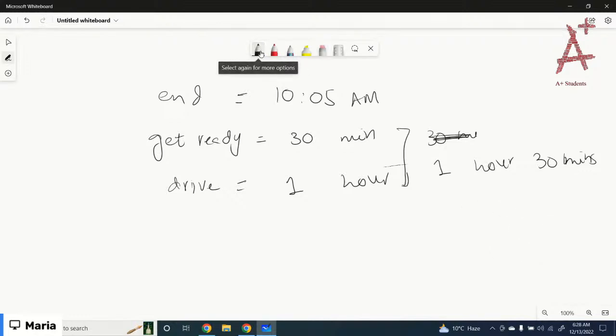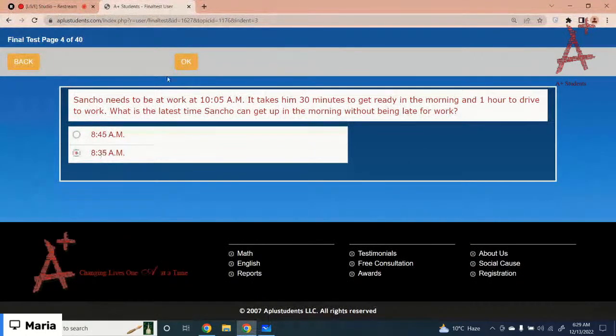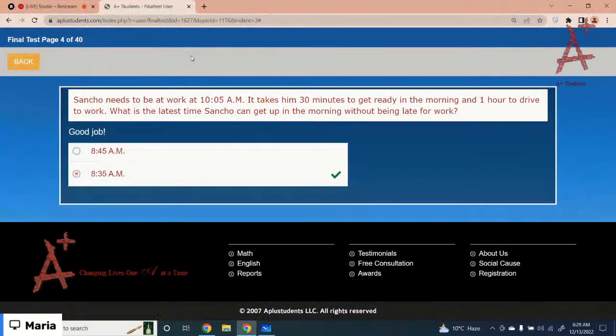Okay, so 30 minutes to get ready and 1 hour to drive. So the total time he needs is 1 hour 30 minutes. So go back 1 hour 30 minutes. Got it? When you go back 1 hour, it would be 9:05. And when you go back 30 minutes, it would be 8:35. Yes, it is 8:35 a.m. That means he needs to get up at 8:35 a.m. so that he won't be late to work. Got it?